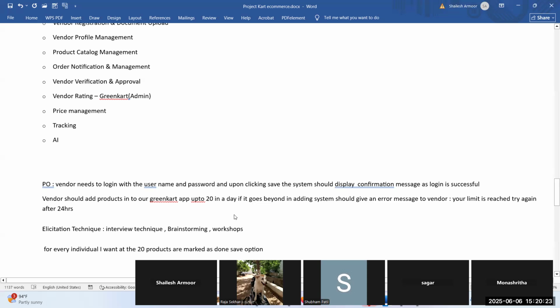Based on how you are applying this workshop, why can't you apply an interview? Why are you applying only a workshop? Interview is mainly a one-to-one method where a stakeholder from a specific domain is involved, but we conduct a workshop when there are multiple stakeholders. It completely depends on the situation. If there are more stakeholders, we will apply the elicitation technique called workshop.